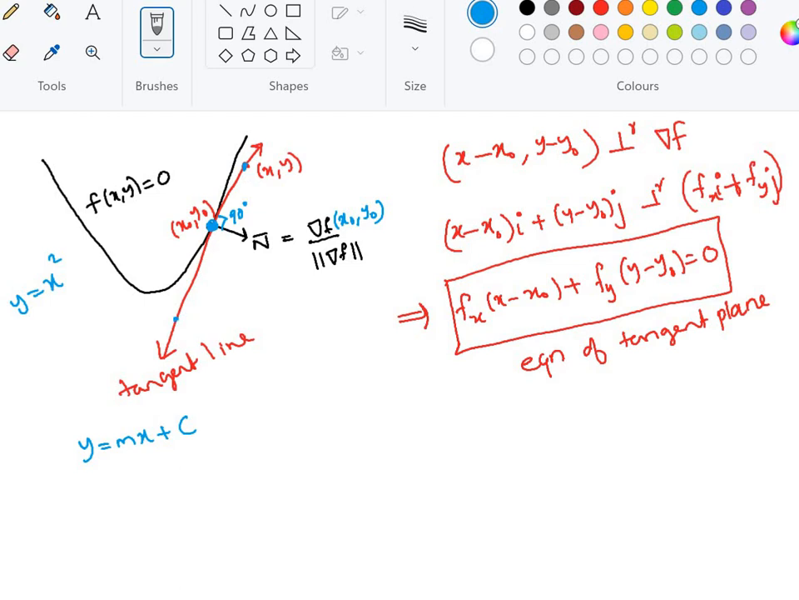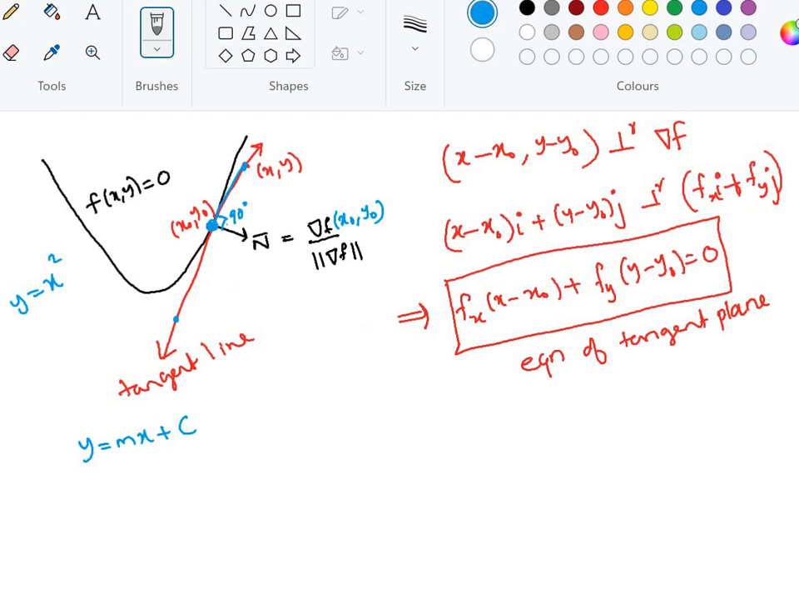But you know that the line connecting this x comma y with x naught, y naught, that particular vector is going to be perpendicular to del f vector. So we have x minus x naught comma y minus y naught is perpendicular to del f vector. That means this line segment, x minus x naught i plus y minus y naught j, is perpendicular to del f, meaning fx i plus fy j. That means their dot product must be 0, right? So what is the dot product? Fx into x minus x naught plus fy into y minus y naught. That should be equal to 0.